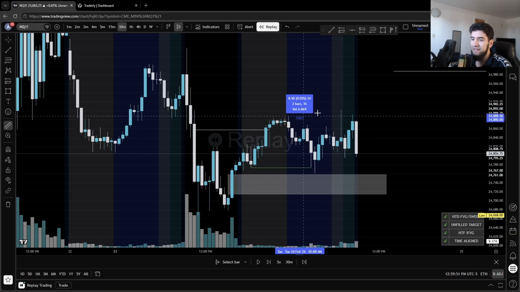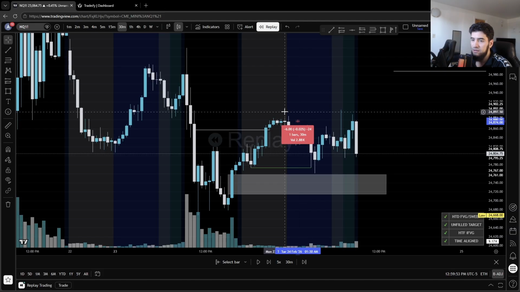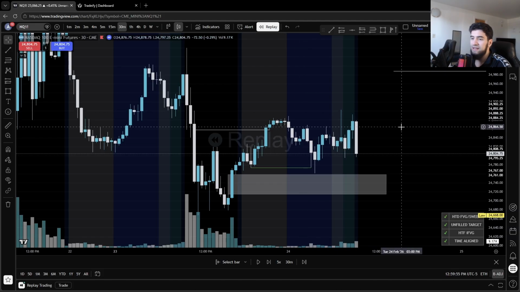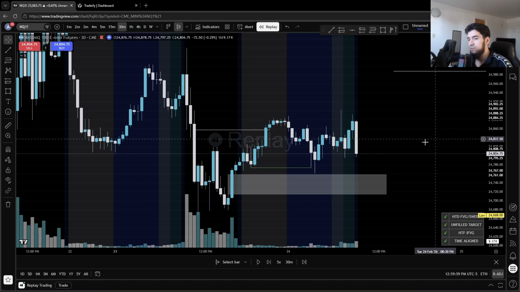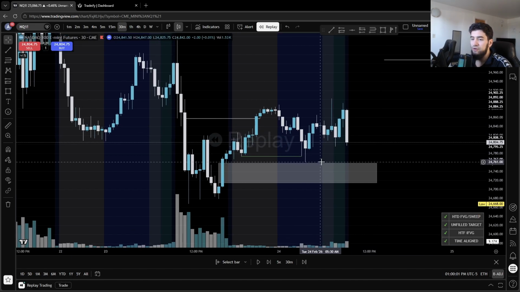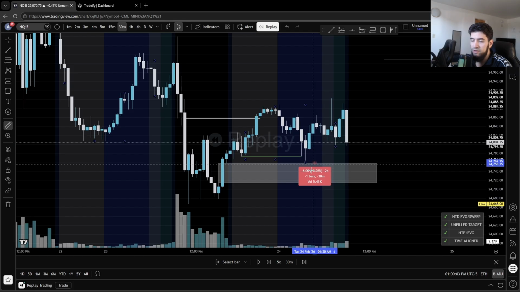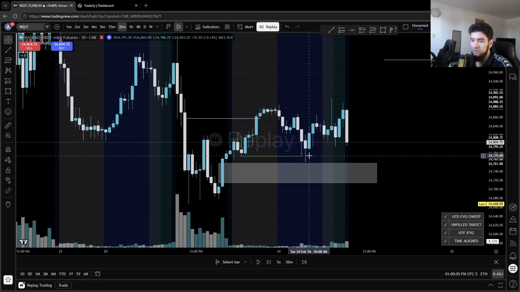Now I'm not seeing any displacement yet past this London high, and that is not what I want to see. I want to see a potential displacement back up higher to confirm my bullish bias. So in this case, I was like, okay, we did edge this 30-minute fair value gap with this London low.